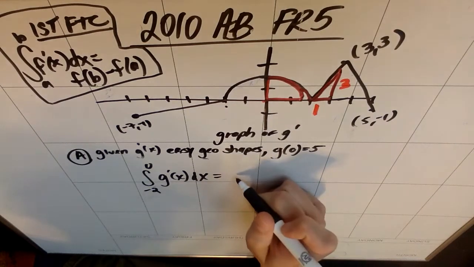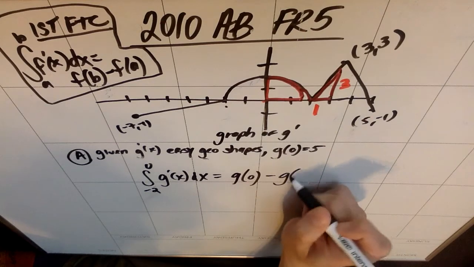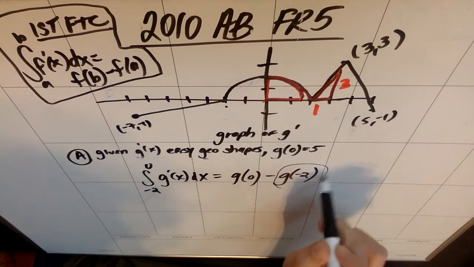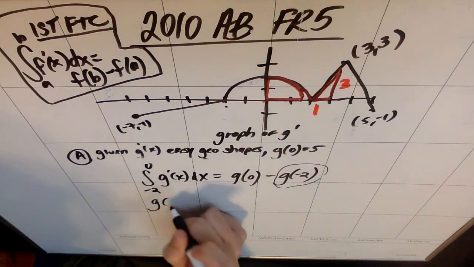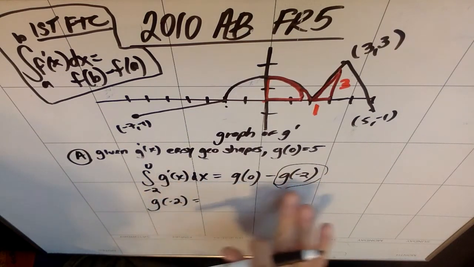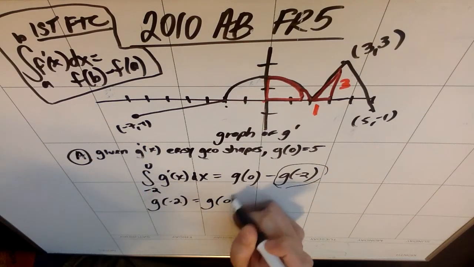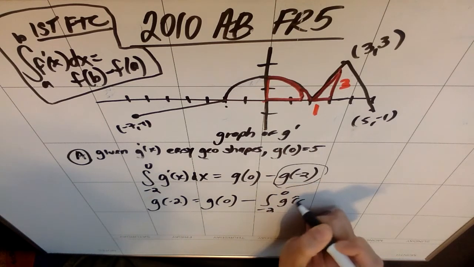If you do that, what's going to happen is you're going to get g of 0, which is the thing you know, minus g of negative 2, which is the thing you don't. So when you go to solve for this thing, this is the thing you want, you're going to add this guy over and subtract the integral. So g of negative 2 gets added to this side, and I subtract the integral over. So I get g of 0 minus the integral from negative 2 to 0 of g prime of x dx.